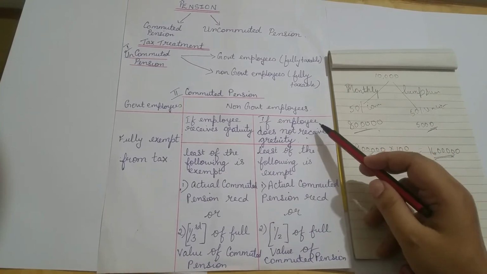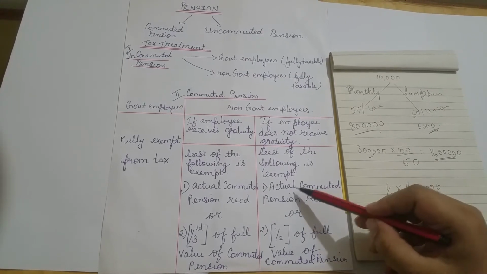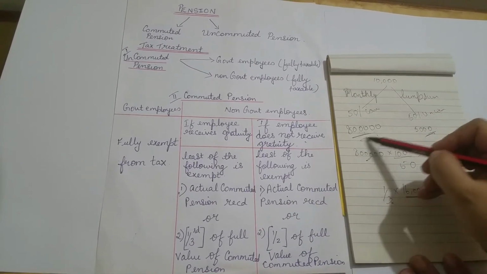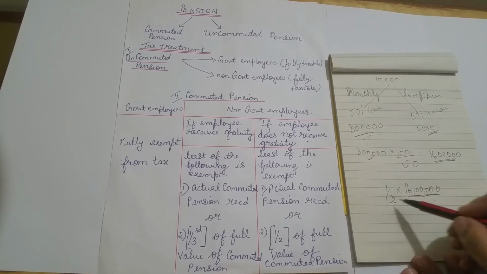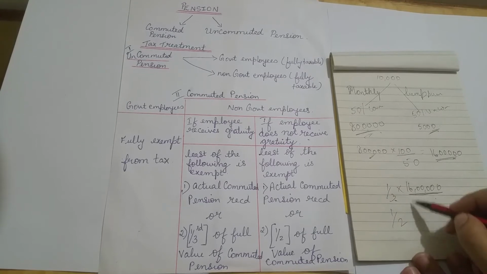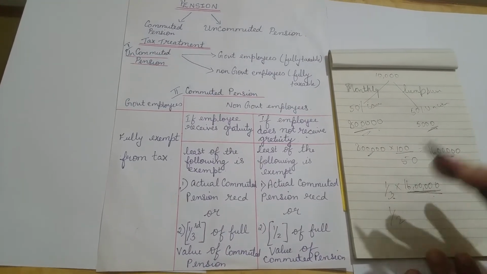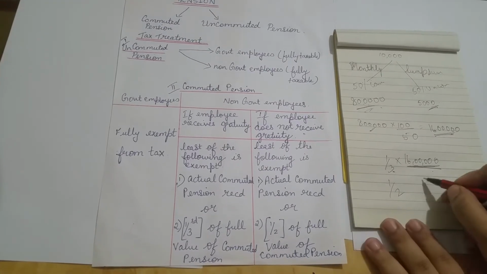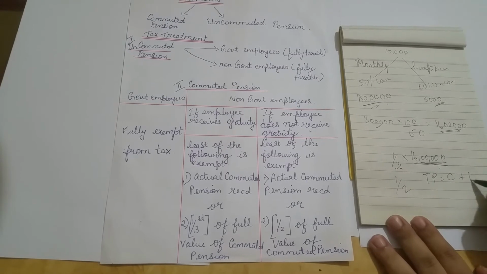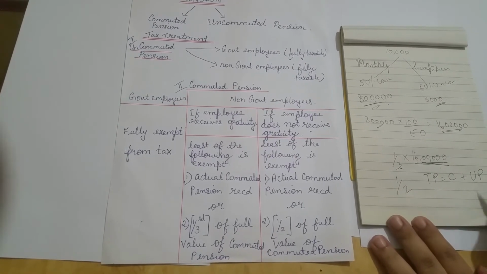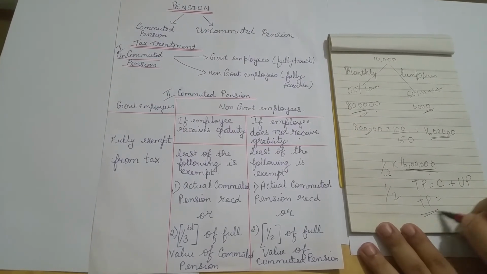Similarly, for an employee who is not receiving gratuity, least of the following is exempt. Here again, actual commuted pension received, 8 lakhs is the actual amount, so you'll write 8 lakhs or half of full value of commuted pension. So instead of 1/3, it will be half of full value of commuted pension, which in this case is 16 lakhs. So this is how we calculate taxable pension. Finally, when you're calculating taxable pension, you will add commuted plus uncommuted pension. After you add this, whatever amount you get will be your taxable pension.